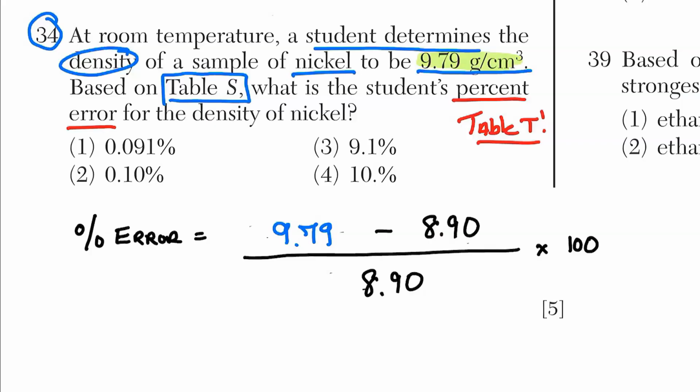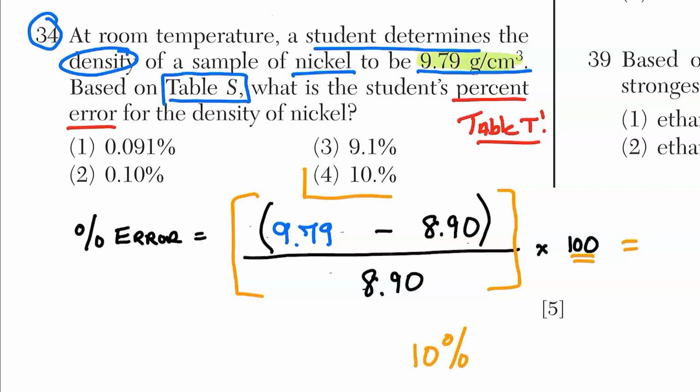So no reason to get this wrong. This is a classic free response question, or a question you see in this part. So 9.79 minus 8.90, I get 0.89. I just subtracted these two numbers, and now I'm going to divide by 8.90. So my 0.89 divided by 8.90, I get 0.1. And so this whole expression here is 0.1. I'm going to times it by 100, and you're going to get 10%. And that's why choice 4 is the answer.